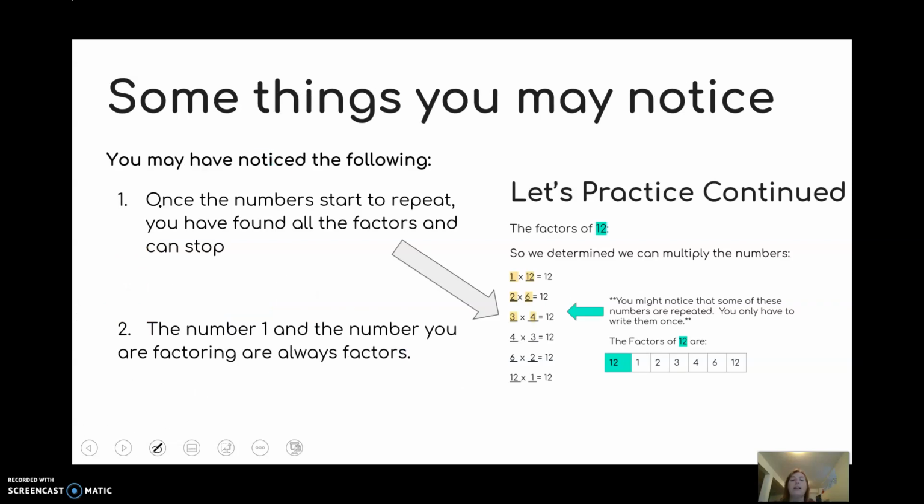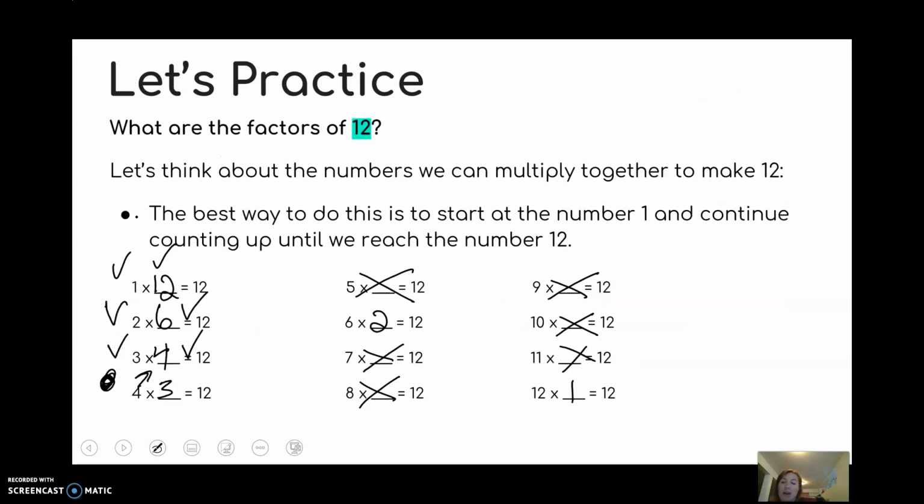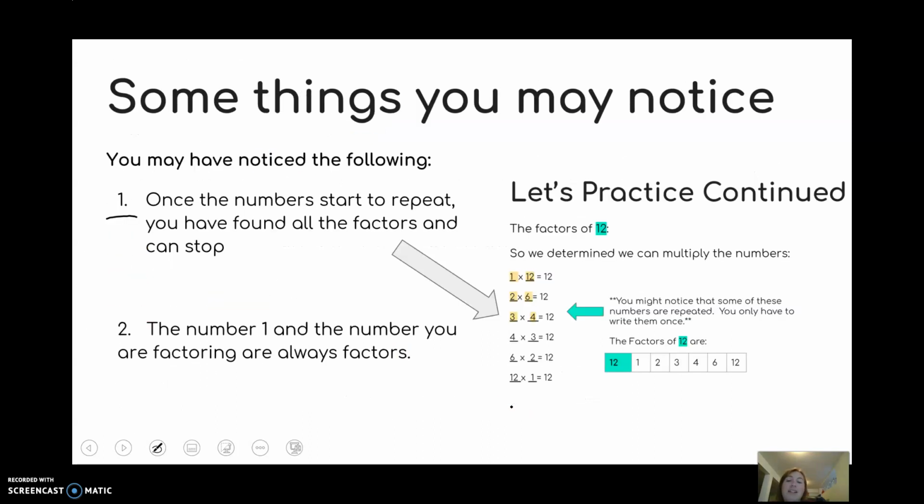So, some things you may have noticed. Number 1, once the numbers started to repeat, you have found all the factors and you can stop. If we go back to the slide where I put that little circle, our numbers started to repeat here. We started to have 4 and 3 again. We had 6 and 2 again. And we had 12 and 1 again.